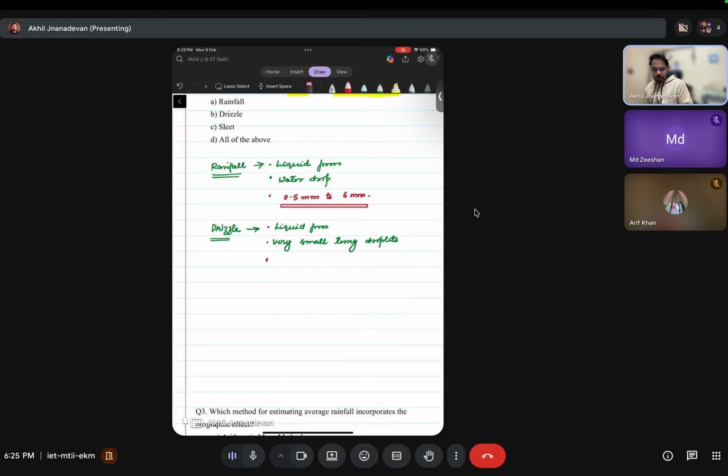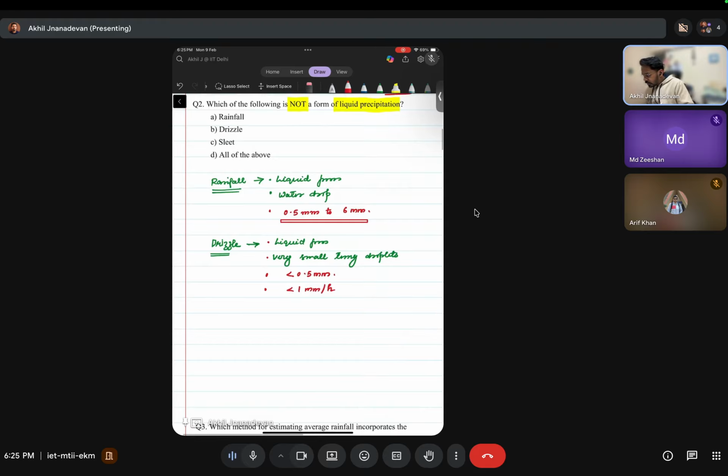You already know the limit of rainfall, right? Rainfall is 0.5 to 6 mm. So if it is less than 0.5 mm, then it is called drizzle. Along with this, there is one more thing, that is the intensity with which this happens. So the rainfall has one drop size, another thing is the intensity. Here the intensity will be less than 1 mm per hour.